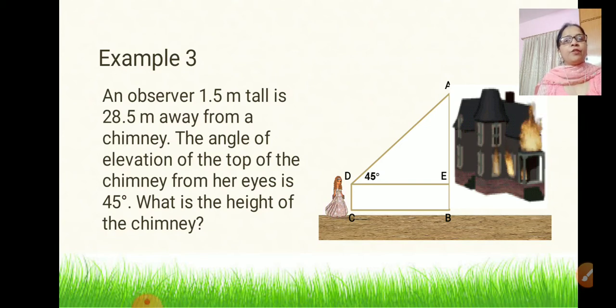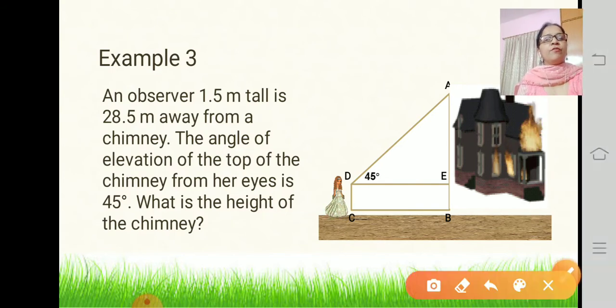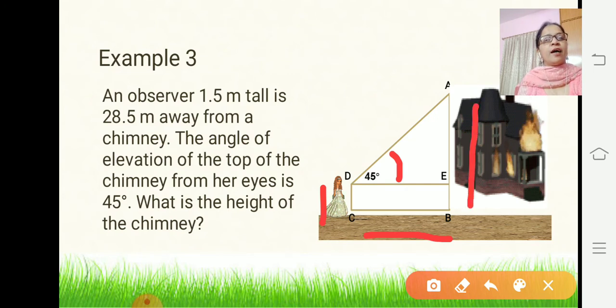In this example, you can observe a girl who's standing away from a chimney. The height of the girl is 1.5 meter. She is standing 28.5 meter away from the chimney, and the angle of elevation of the top of the chimney from her eyes is 45 degree. You need to find out the height of the chimney.